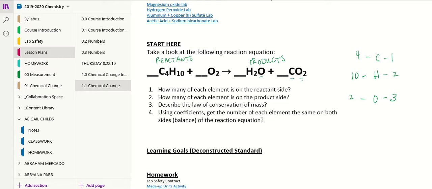That's not allowed. What about hydrogens? I go from 10 to 2. Or oxygens, I go from 2 to 3. Did I just create an oxygen? So we see with the law of conservation of mass that matter cannot be created nor destroyed. So we have a problem here. We have to end with the same amount of each atom that we start with.